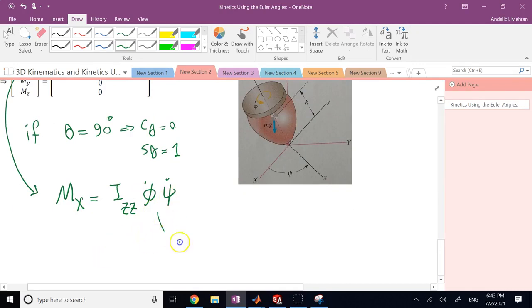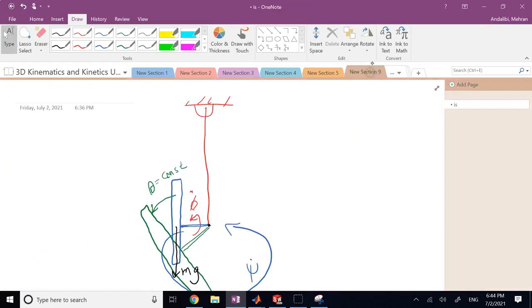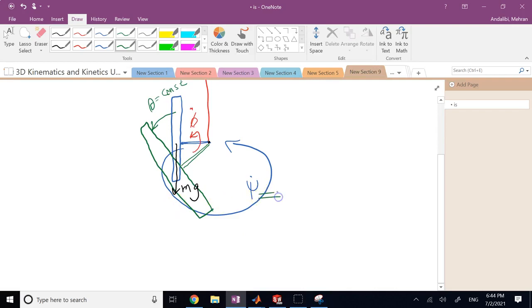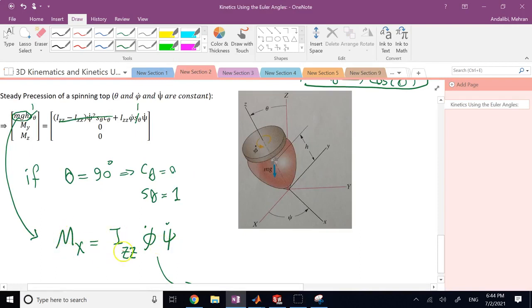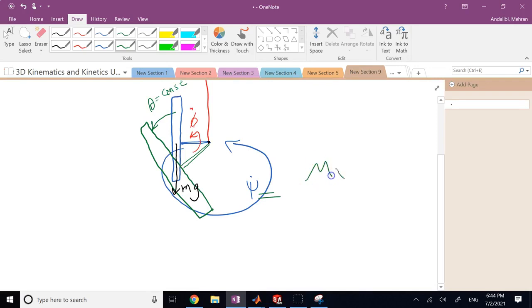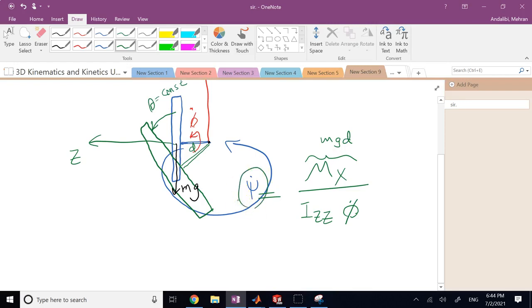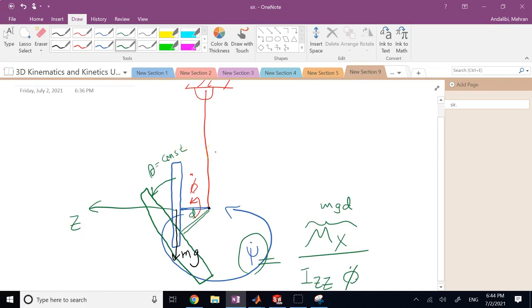They say that if you want to know how fast that wheel is rotating about the cable, the psi dot, you can find it from this equation. It is going to be MX divided by IZZ phi dot. The bending moment divided by IZZ, which is the I of the wheel about its axis of symmetry, times phi dot, the original spin that you gave to the wheel. Okay, so this one you can calculate, this one you can calculate. In this case here, if this is mg and this distance from here to here is d, then this is going to be mgd. Okay, and then from here you can clearly calculate your precession angular velocity. Again, this is assuming that you can keep your theta here equal to a constant of pi over 2.